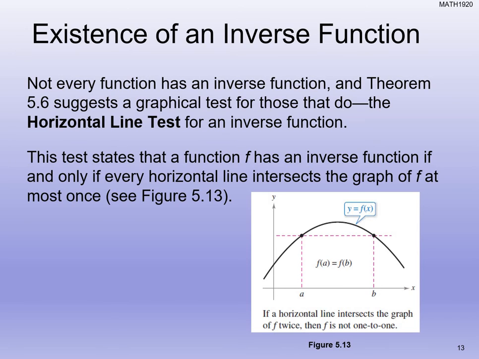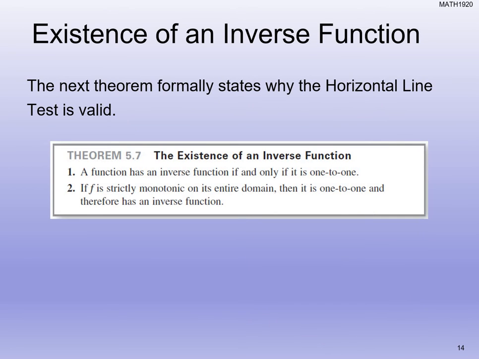That's the horizontal line test. If you draw a horizontal line anywhere across the function and it touches the function more than once, it does not have an inverse. It doesn't pass the horizontal line test. So a function has an inverse function if and only if it's 1-to-1. That's how you test if it's 1-to-1: if it passes the horizontal line test, which means all y values must be unique.